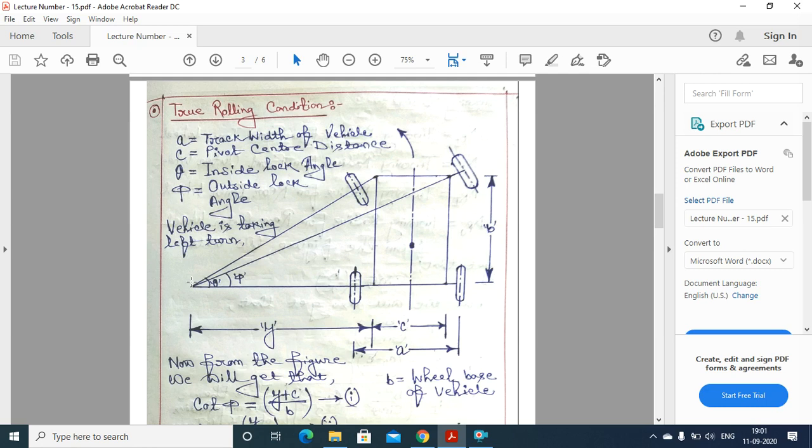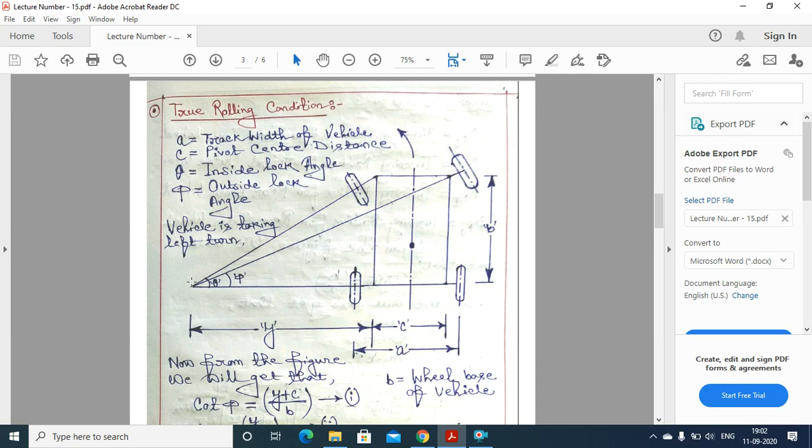You can also define wheelbase as the center distance between the front and rear wheel. The center distance between the front and rear wheel is known as the wheelbase of the vehicle. And track width is the center distance between the wheels which are placed on the same axle, that is, the center distance between the two front wheels or between the two rear wheels. That is track width, or small a.